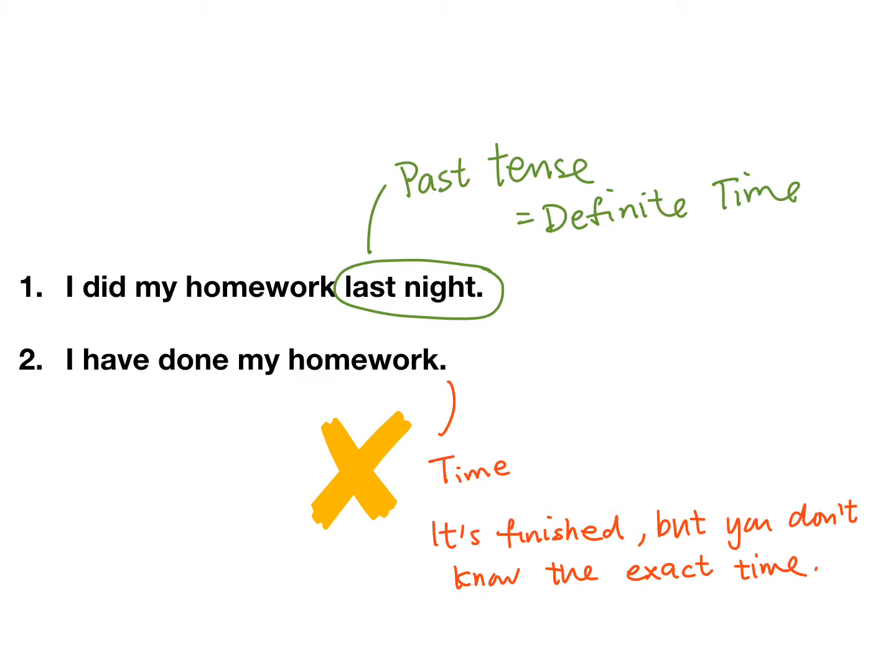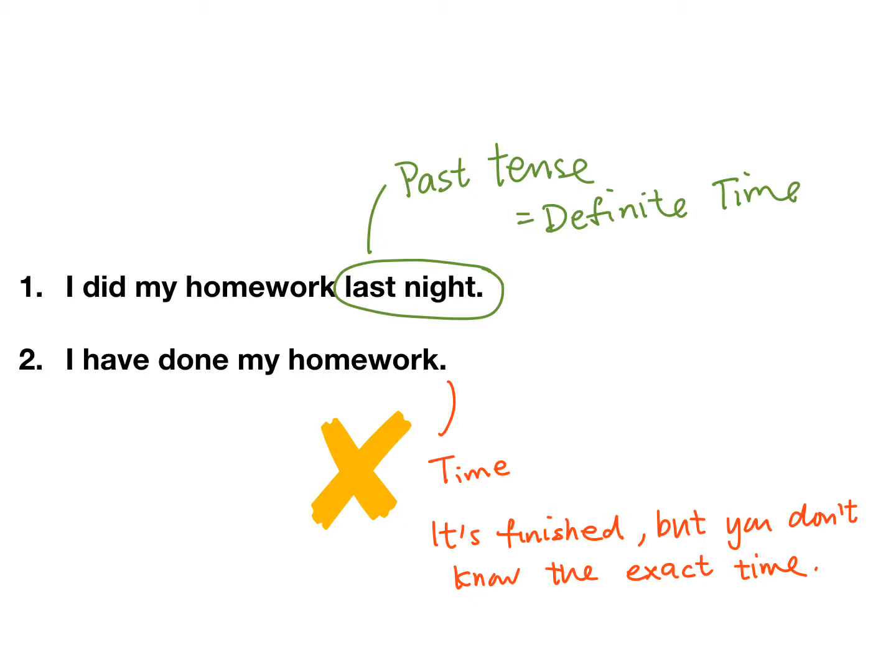And the second difference, I want you to take a look at these sentences again. I did my homework last night. Number 2, I have done my homework. So you can see that one difference in these two sentences would be the time. In the first sentence, it is simple past tense. We know the exact time when I did that action. Last night. I did my homework last night. So for past tense, we can see a definite time. But for present perfect tense, do you know the finishing time? I've done my homework, but I didn't tell you when I did it.